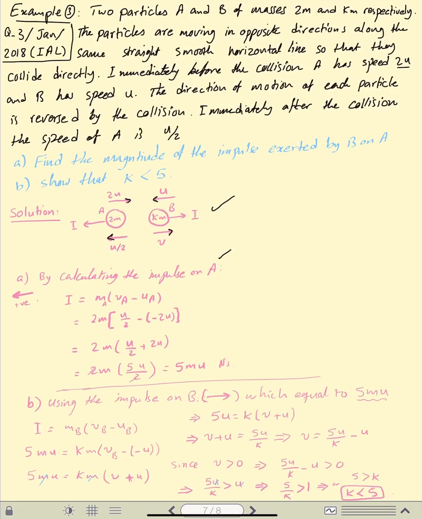I is equal to m(v minus u). The mass of particle A is 2m, while v is u over 2 minus negative 2u. Be careful, negative 2u, because they are in opposite directions. So u over 2 plus 2u is 5u over 2, times 2m. So the impulse that he's asking about is 5mu.